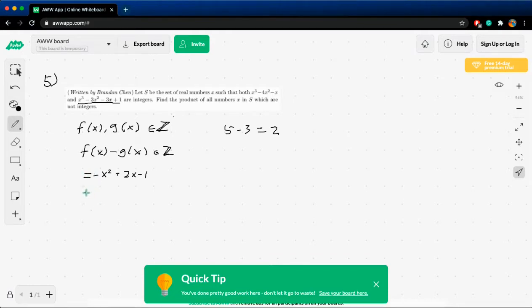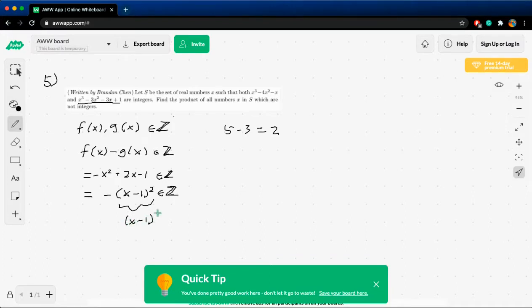And some of you may notice that this is actually a very nice expression because it's equal to negative of x minus 1 squared. So negative x minus 1 squared must be an integer. Now, we don't particularly care that there's a negative here because if you have an integer and you take the negative of it, it's still an integer. And if you have something that's not an integer, the negative of that is also not an integer. So we just want x minus 1 squared to be an integer. And how does this work?